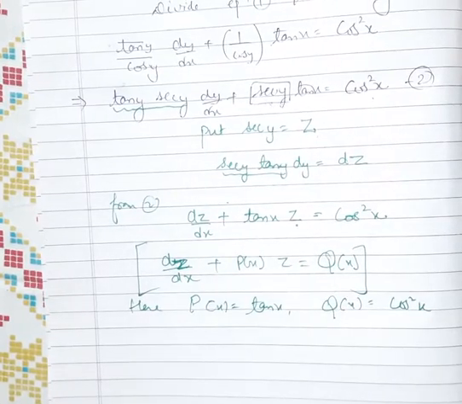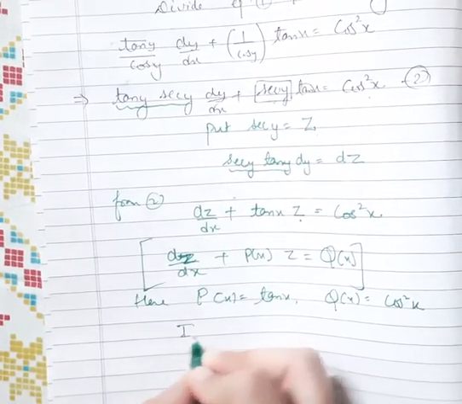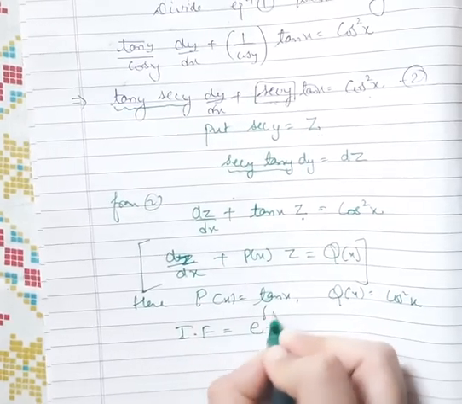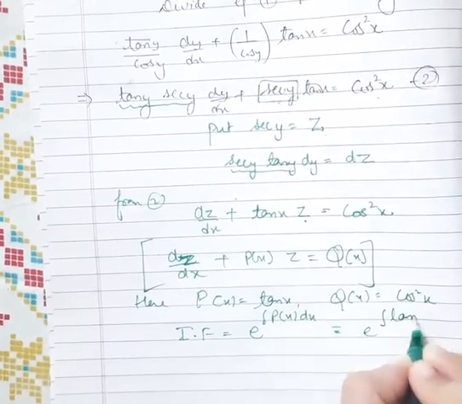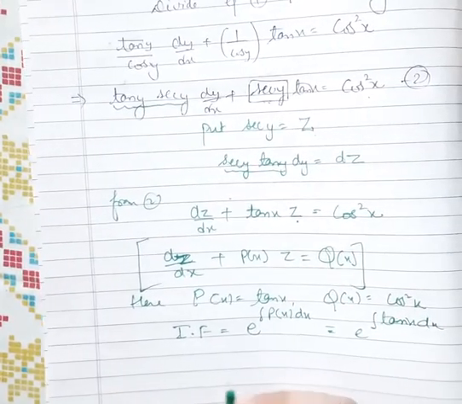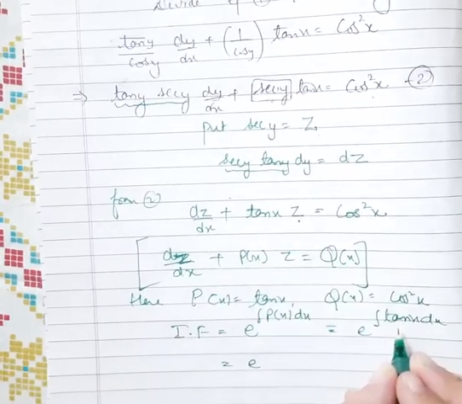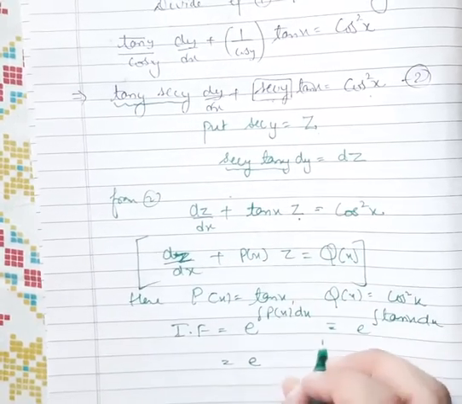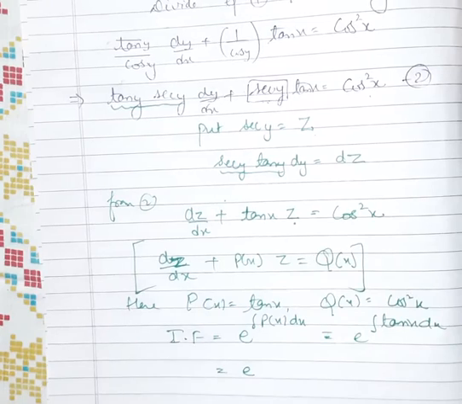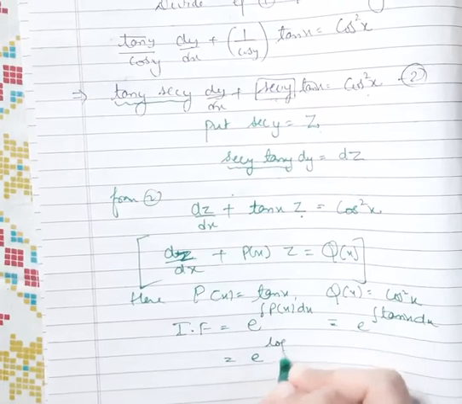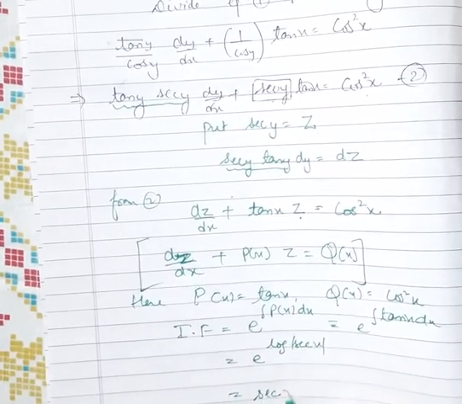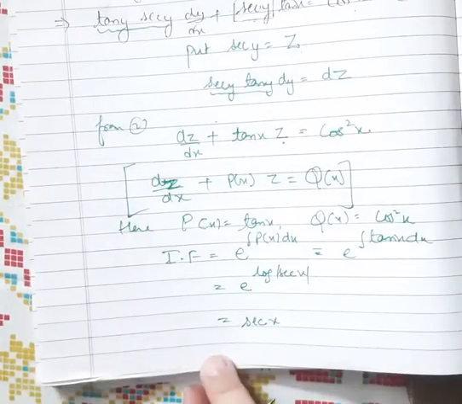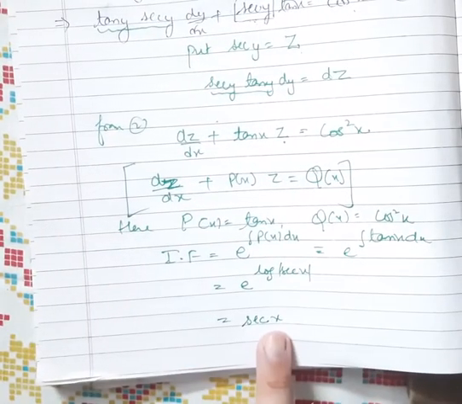Now let's move to the other part. Now next step क्या होता है हमारा, to calculate the integrating factor, which is given by e raised to integral of p x dx, e raised to power integral of tan x dx. Integration of tan is log secant, no? Log of secant x. So it's simply secant x here. So the integrating factor is secant x.